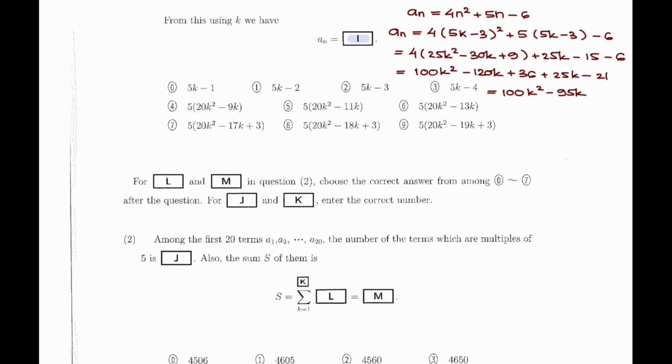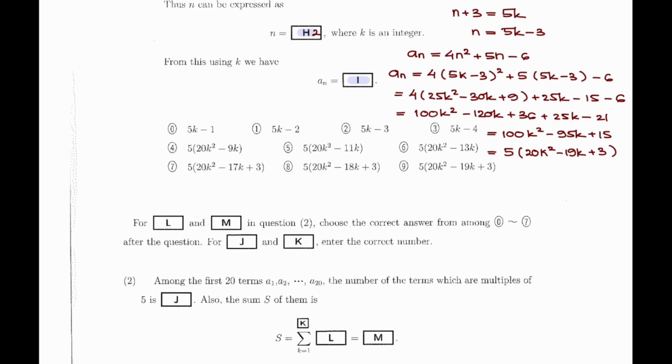And then 36 minus 21, we have 15. If I factorize 5, then I will obtain 20k squared minus 19k plus 3. I think this is the correct answer for letter I. So the answer is 5 open bracket 20k squared minus 19k plus 3. So letter I is number 9.